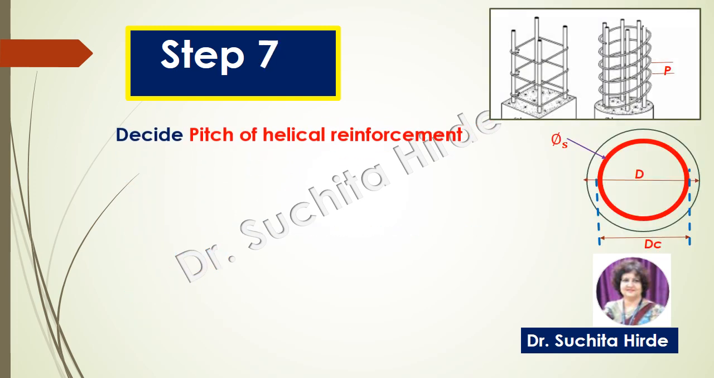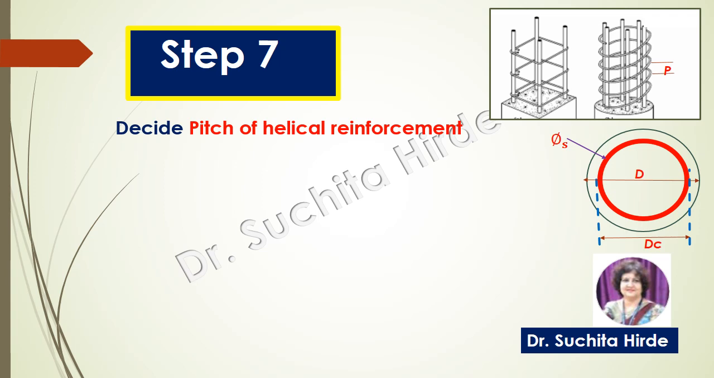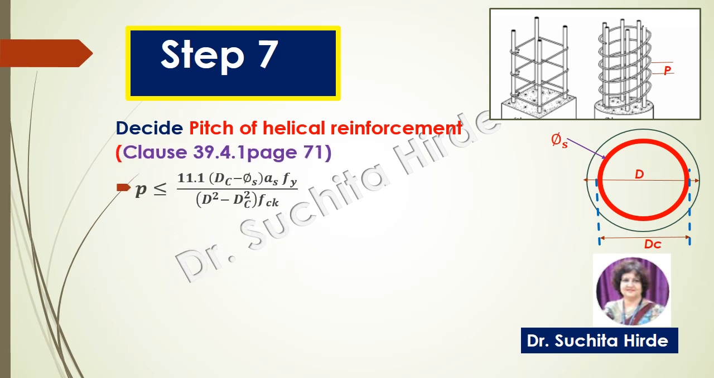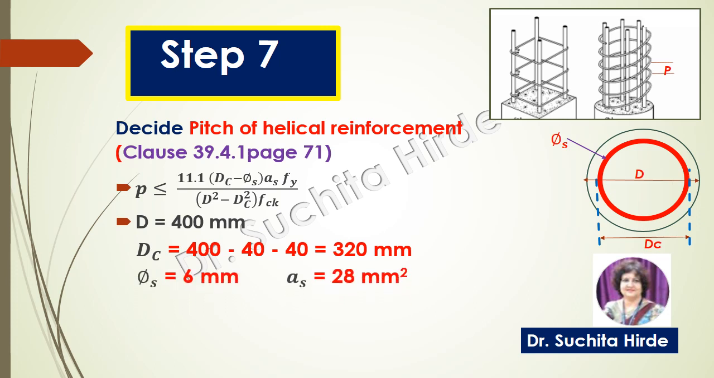Next step is to decide the pitch of helical reinforcement. So we will calculate pitch of helical reinforcement using this formula. In this formula, D is diameter of column, that is 400 millimeter. DC is diameter of core, which is 400, minus cover from both the side, which is 40 millimeter and 40 millimeter. You will get 320 millimeter.